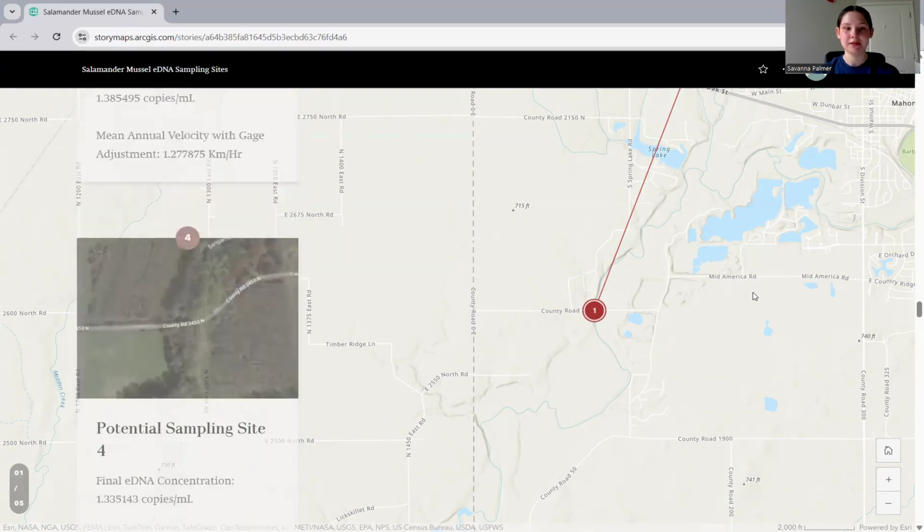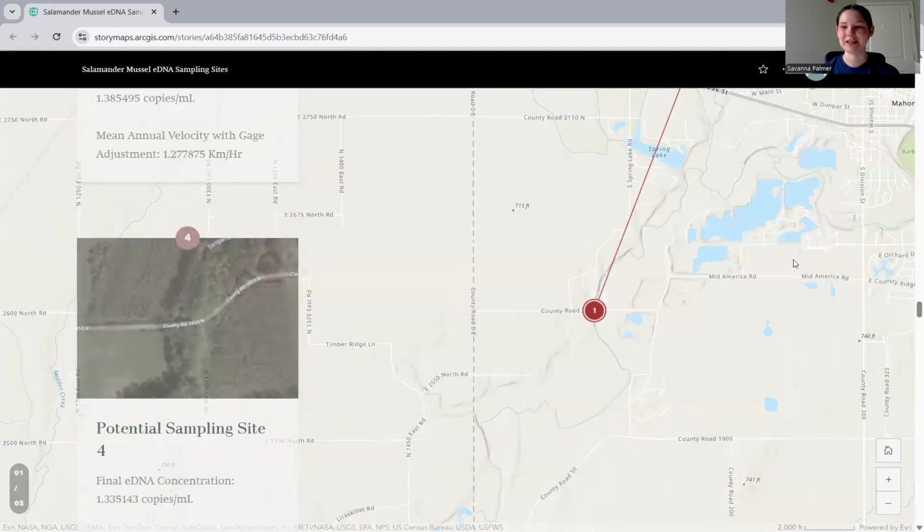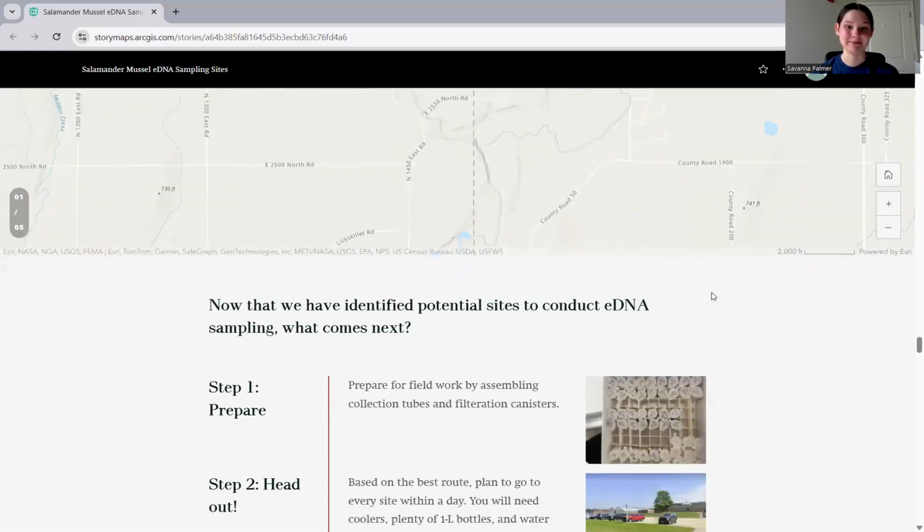Oh no, it froze. Okay, but you get the gist. It goes through when it's not frozen.